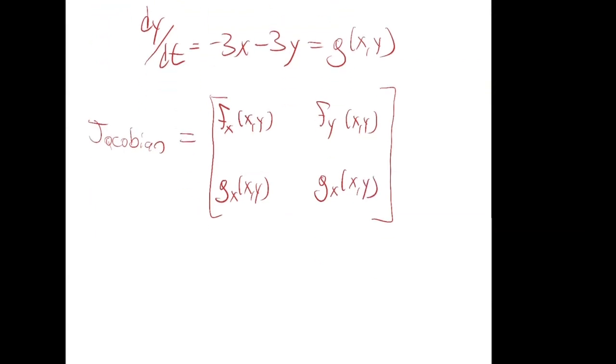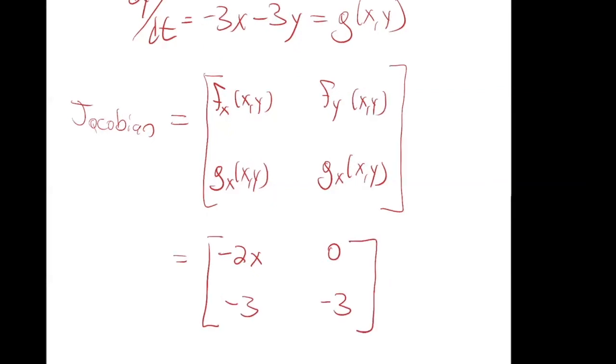So the Jacobian is a matrix of partial derivatives. We line them up as follows. In this case, the partial of f with respect to x was minus 2x. Partial with respect to y was 0. This was a minus 3, and that was a minus 3. You put g of x twice. Yes, that should be a y.